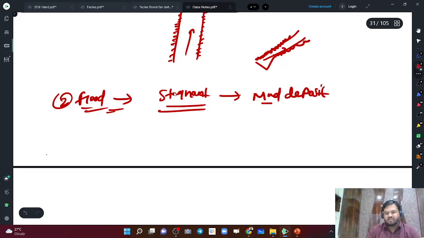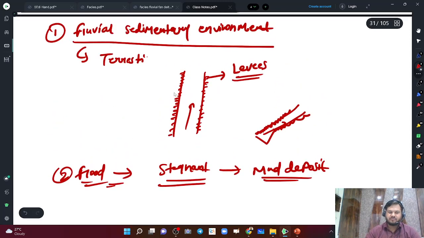Right? You will get mud deposit, fine deposit, because the flood water is mostly stagnant. The energy is in the river, right? The river is flowing at very fast speed, that is within the channel. There is high energy condition, but if it overshoots the levees and floods the nearby area, here it is high energy because the river is flowing.